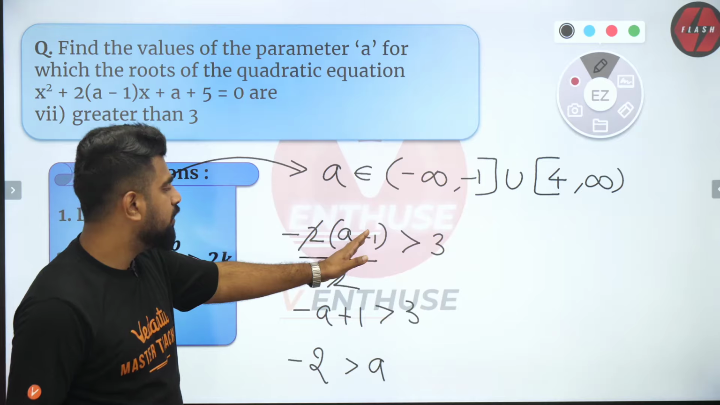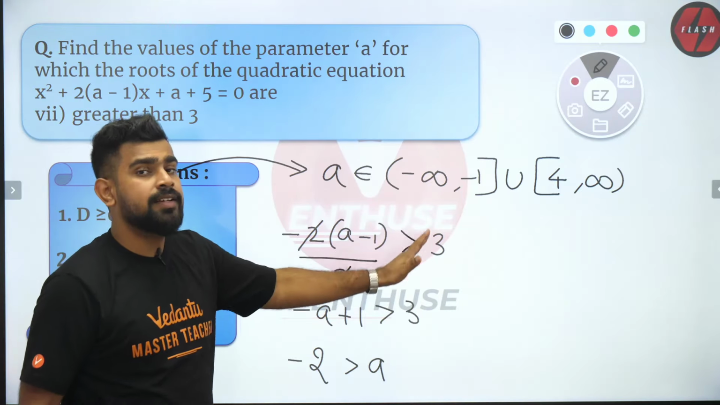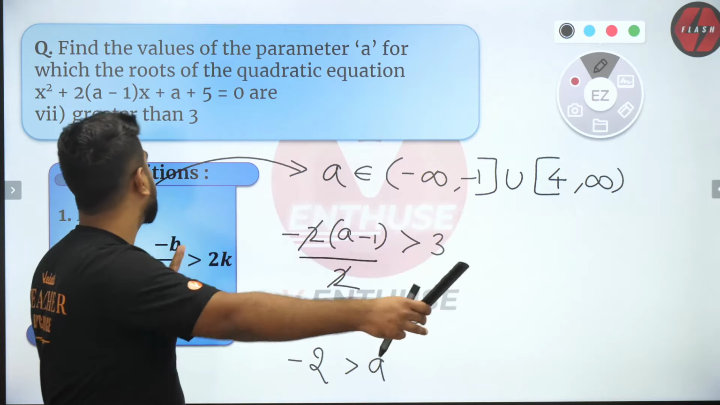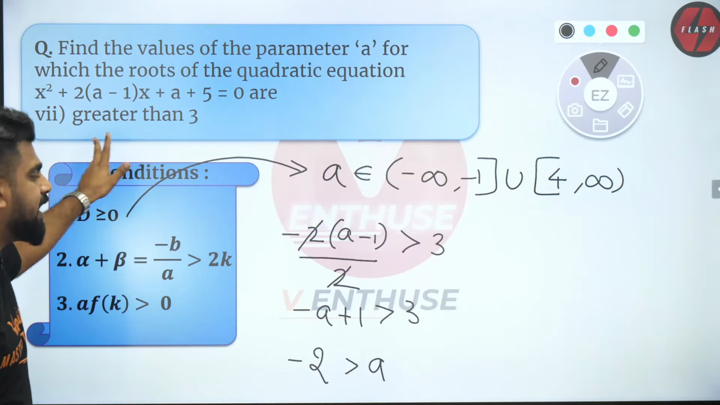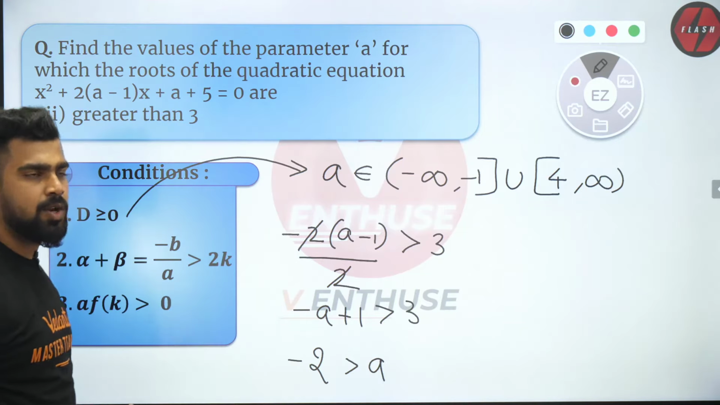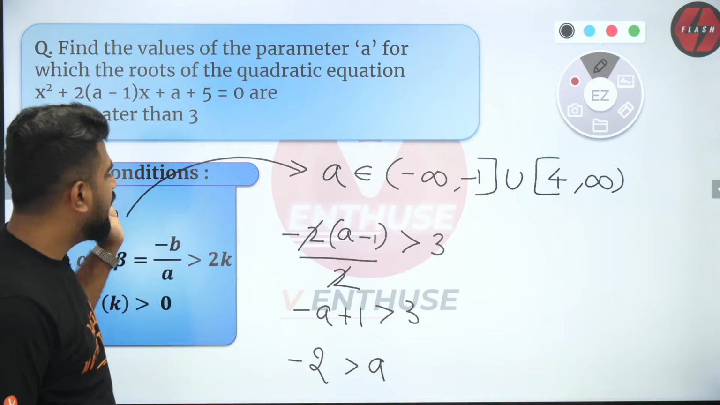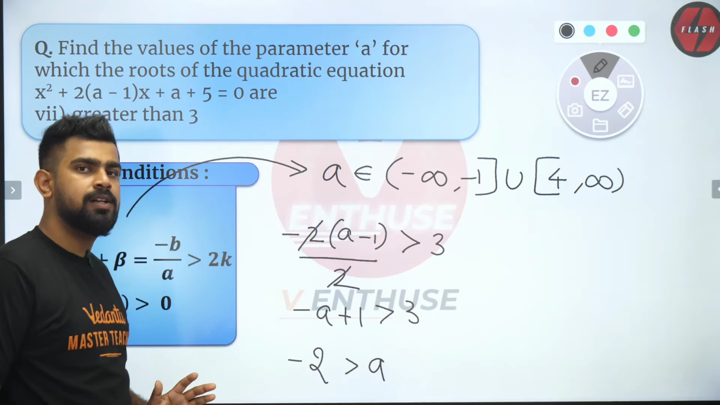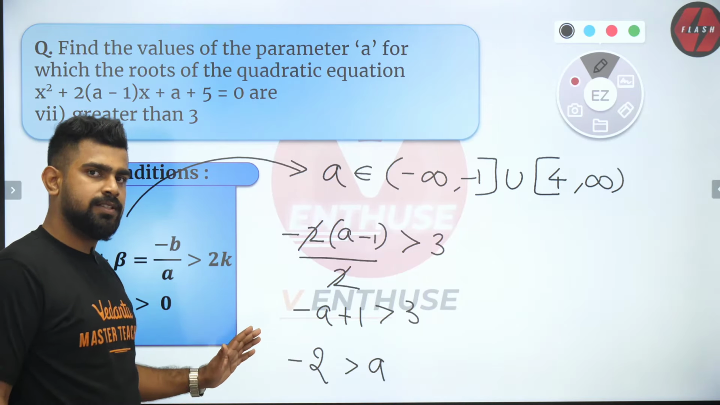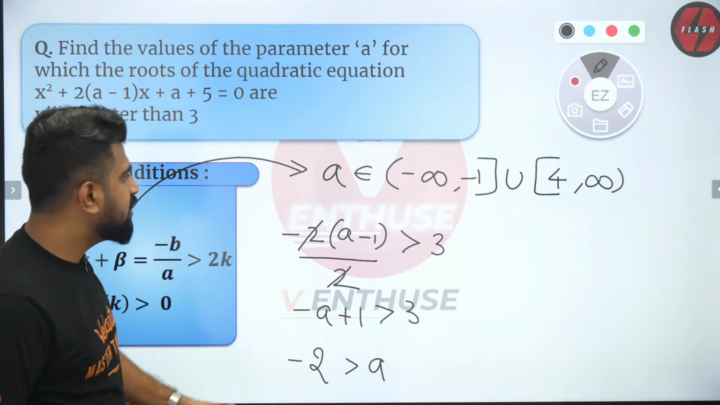Minus b by 2a is greater than 3 because it is to the right side of 3, because both the roots are greater than 3, right? So when you solve it, you will get this. I hope you guys are all clear with it. If you have any doubts, let me know right now. Everybody good with it? Yes? Brilliant, guys. So this is the second condition.